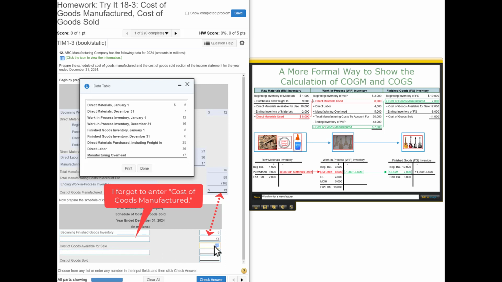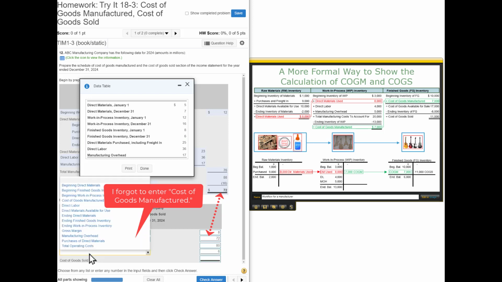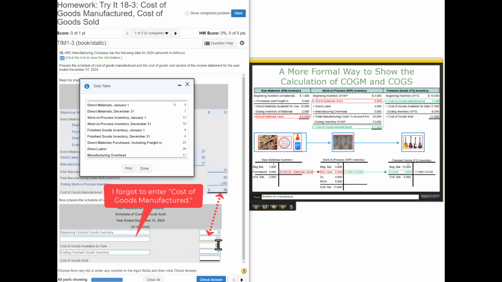So we had $80 million of goods available for sale, and that's how much it cost us to make those. Next, we're going to subtract our ending inventory of finished goods. So right here, 6. Copy and paste that. Apparently I'm too lazy to type a 6. Ending finished goods inventory. All right. So we had 80 million of goods that were available for sale. We ended up with only 6 million unsold.